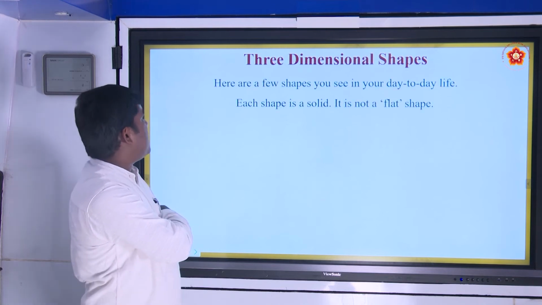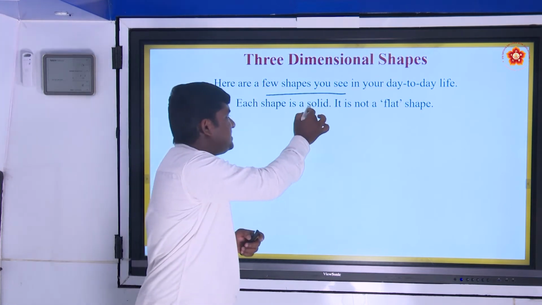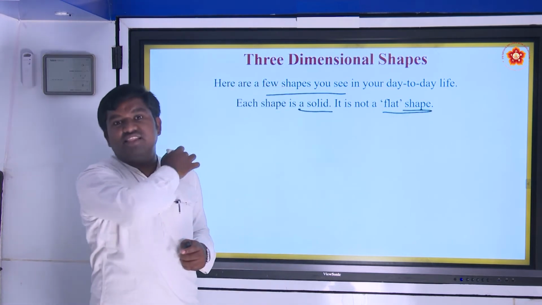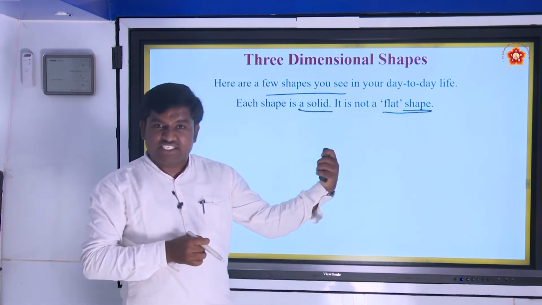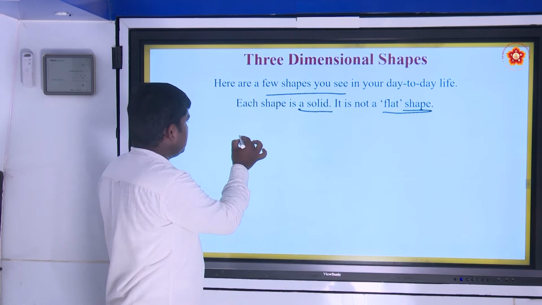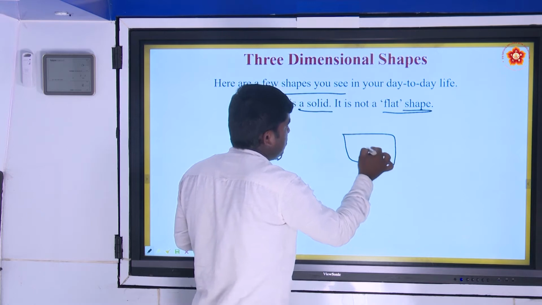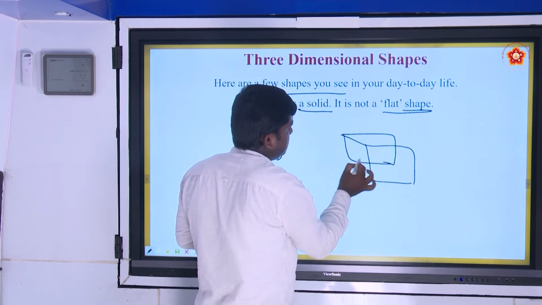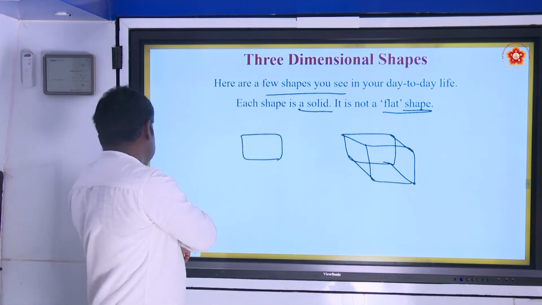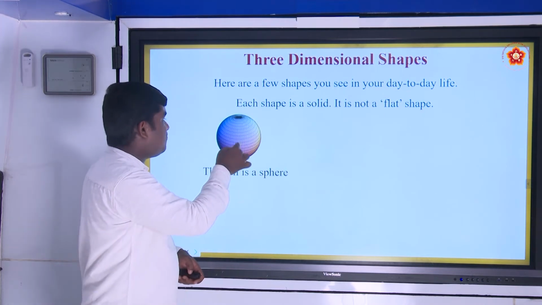Yes. Next, here are 5 shapes you see in day-to-day life. Each shape is solid. It is not a flat shape. Okay, all 3-dimensional shapes do not have a flat shape, but 2-dimensional shapes are flat. Yes, see, this is flat. Suppose you take the 3-dimensional figure cube. This is not a flat shape. Yes. See, one by one, the ball is a sphere. This does not have a flat shape.